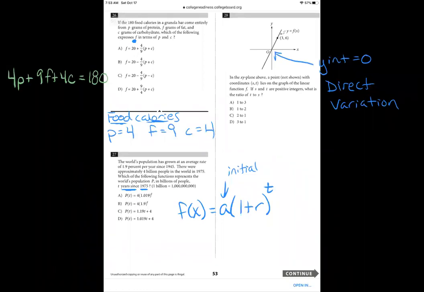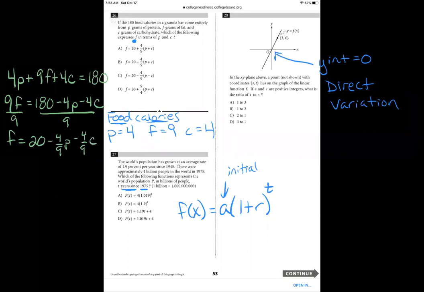So I'm going to subtract 4p and 4c from both sides. So that gives me 9f equals 180 minus 4p minus 4c. And then I'm going to divide by 9. And I will have F by itself. So we have 180 divided by 9 is going to give me 20 minus 4/9 P minus 4/9 C, which is not an answer choice.